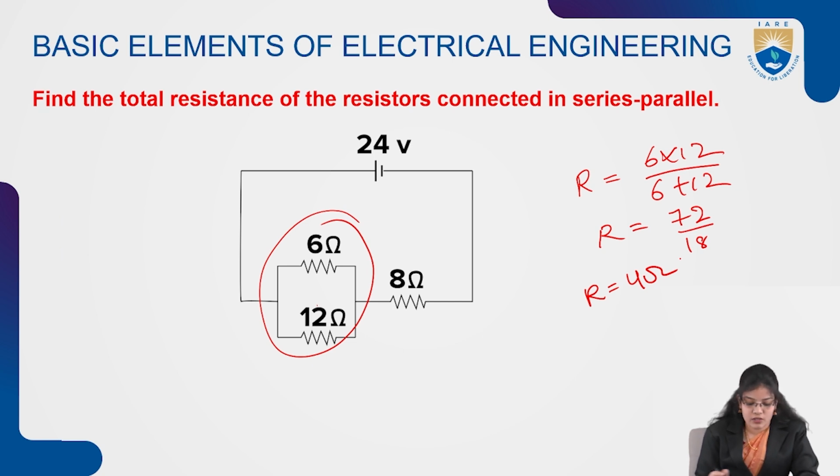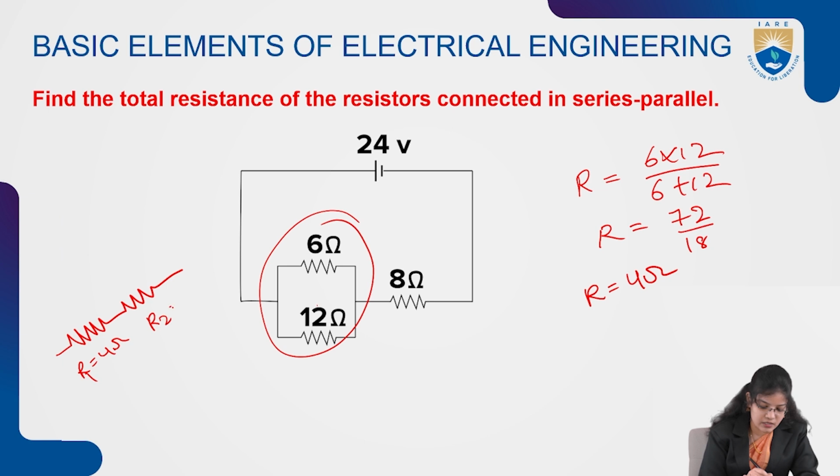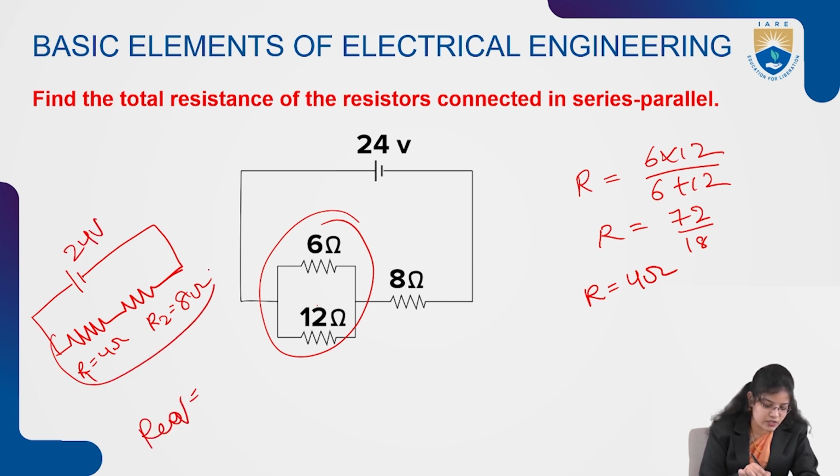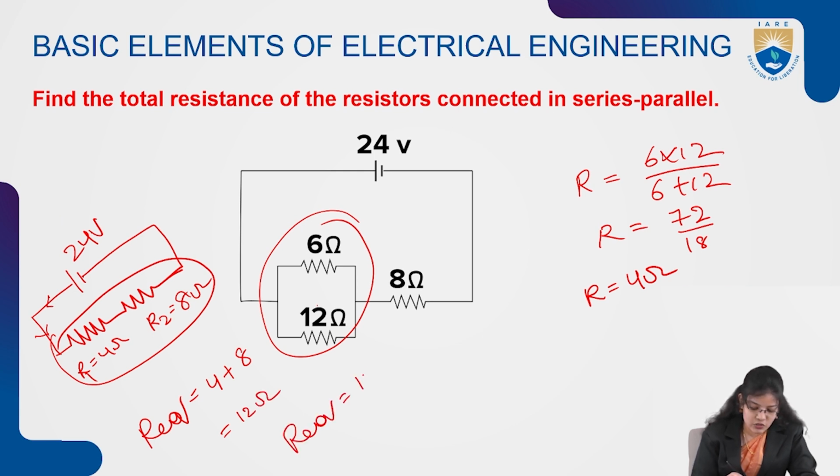Then we have to reduce this circuit. It will be reduced to two resistors connected in series. The value of the first resistor will be 4 ohms and the value of the second resistance will be 8 ohms. Now we need to calculate the equivalent resistance across these two resistances. They are connected in series because there is no current division here; the same current is flowing through them. So it is calculated as 4 plus 8, which equals 12 ohms. The final R equivalent value will be 12 ohms.